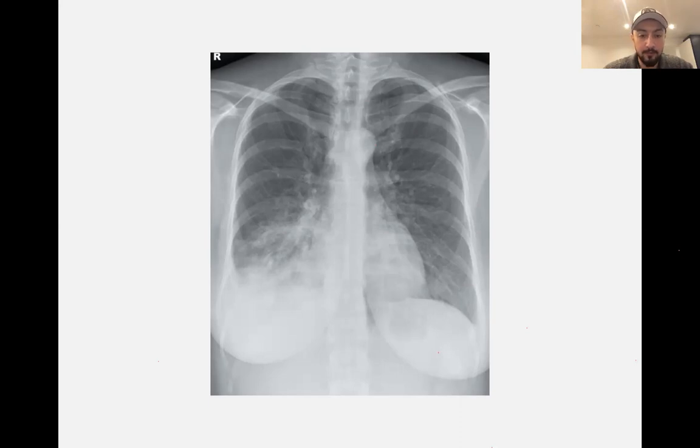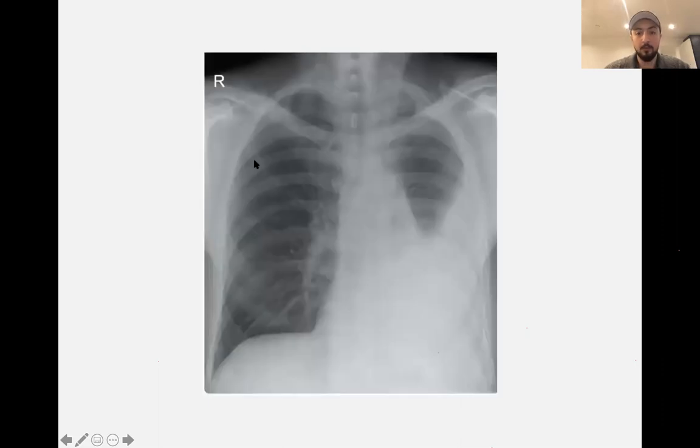Another differential, for example, could be unilateral pleural effusion. Okay. And that's when you want to say your differentials in the presentation, not when you're going through the X-ray in the beginning. Okay.